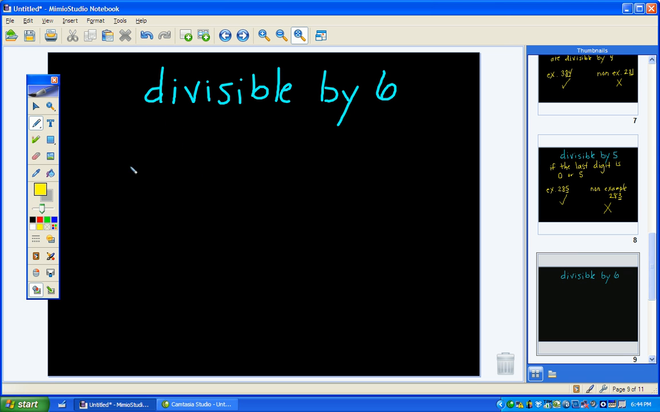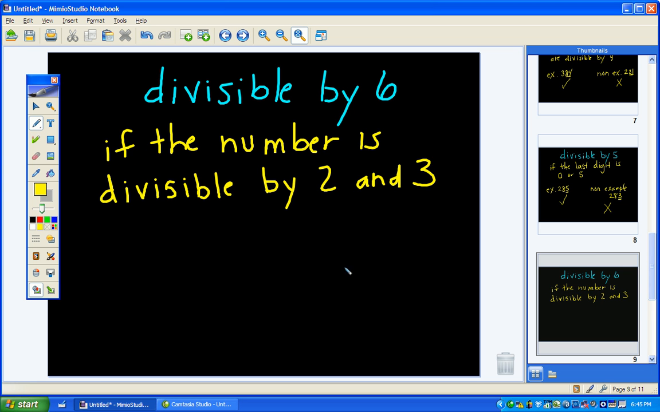Divisible by 6 rule. The only time a number is divisible by 6 is if 2 and 3 both go into the number as well. So for 6 to work, the rule for 2 and the rule for 3 had to already work. If it works for 2 and then not 3, I know 6 is automatically out of the question.